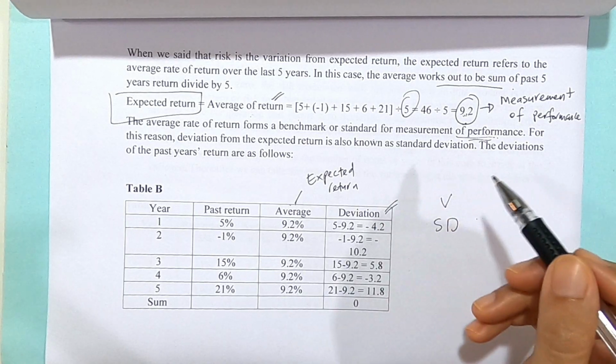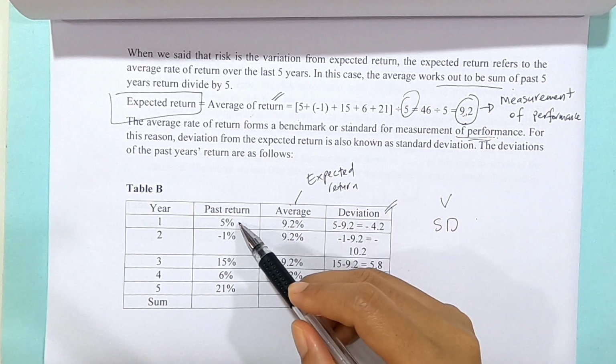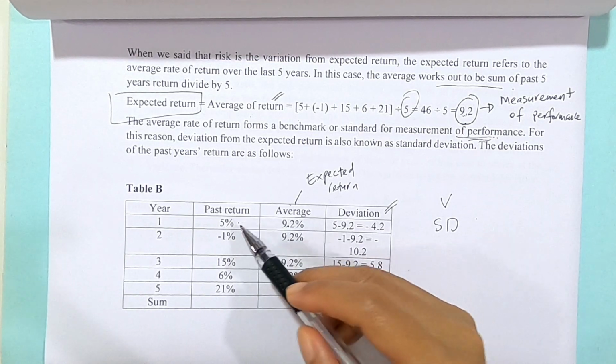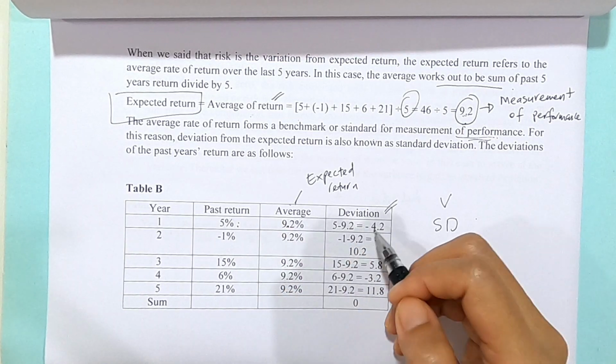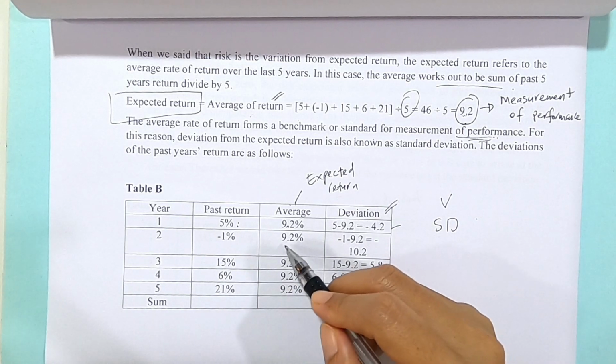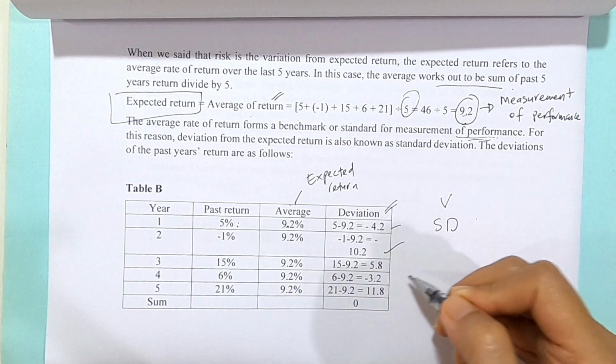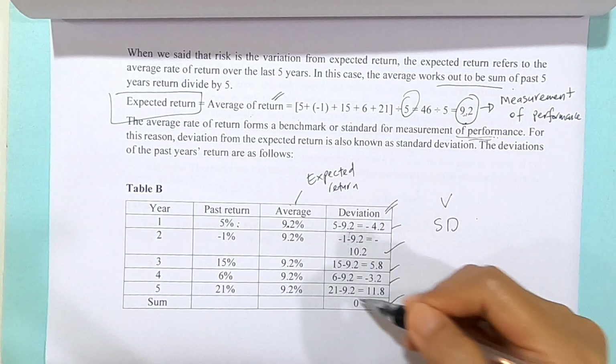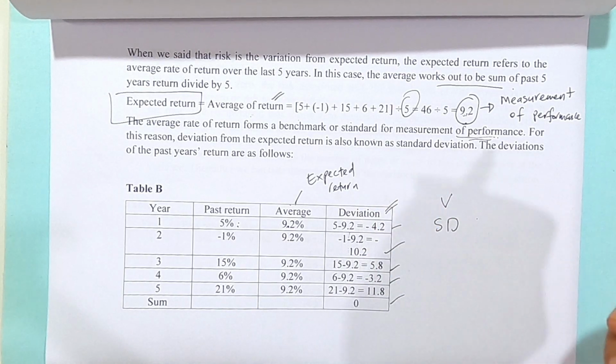Deviation means we have to see the gap between the past return and the average. Therefore, 5 minus 9.2, we get negative 4.2. Negative 1 minus 9.2, then we get this figure. So all of these figures are the deviations.